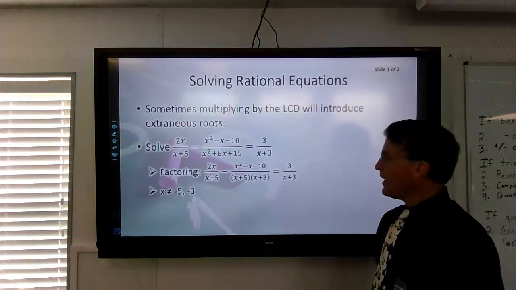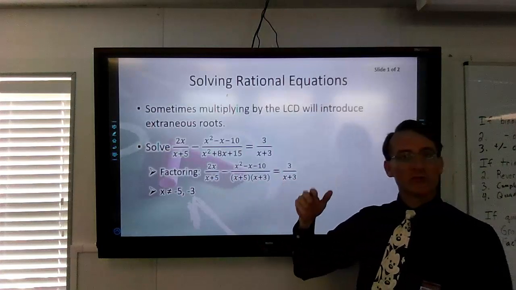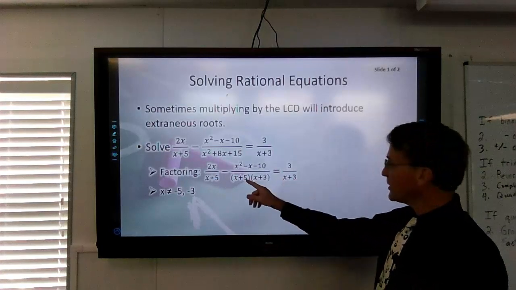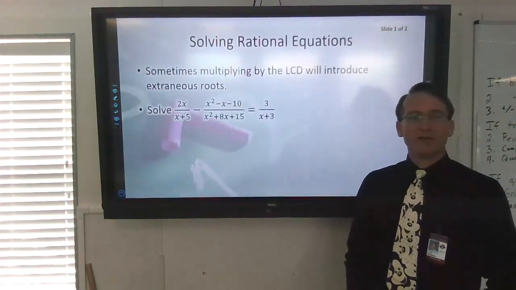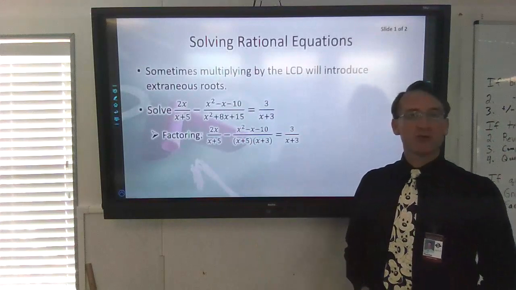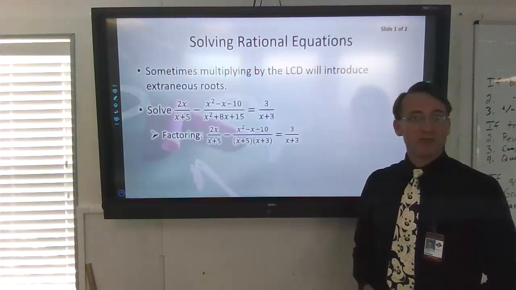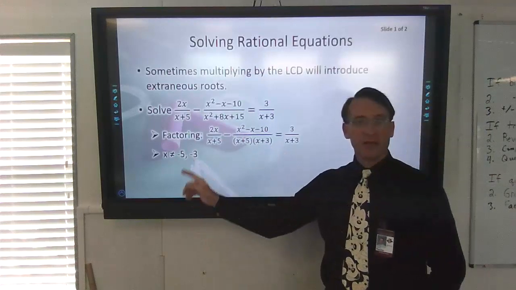So having known that, I am now going to get rid of my denominators by multiplying by my least common denominator, which is x plus 5, x plus 3. When I factor that middle term, I get a denominator of x plus 5, x plus 3. That's actually going to be my least common denominator. And that means x cannot be negative 5 or negative 3.